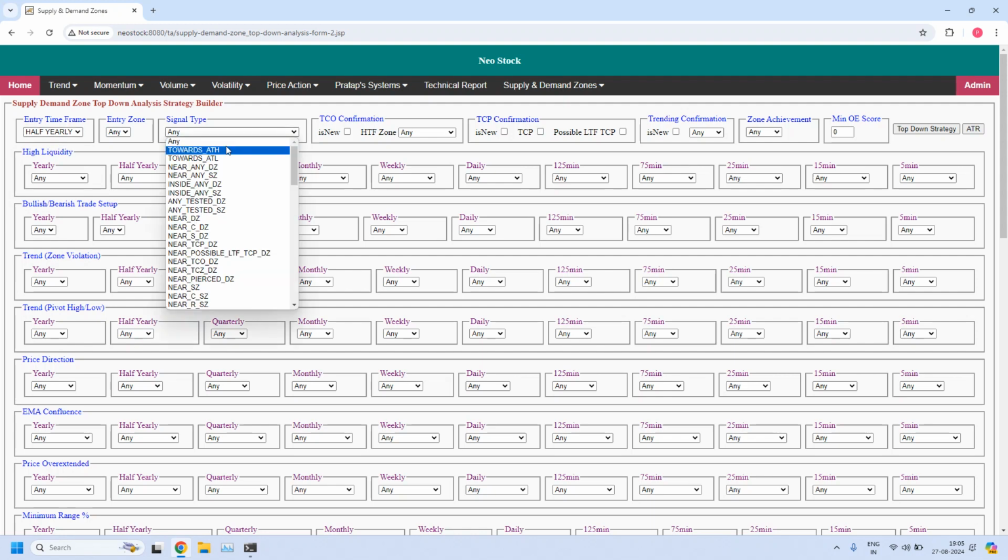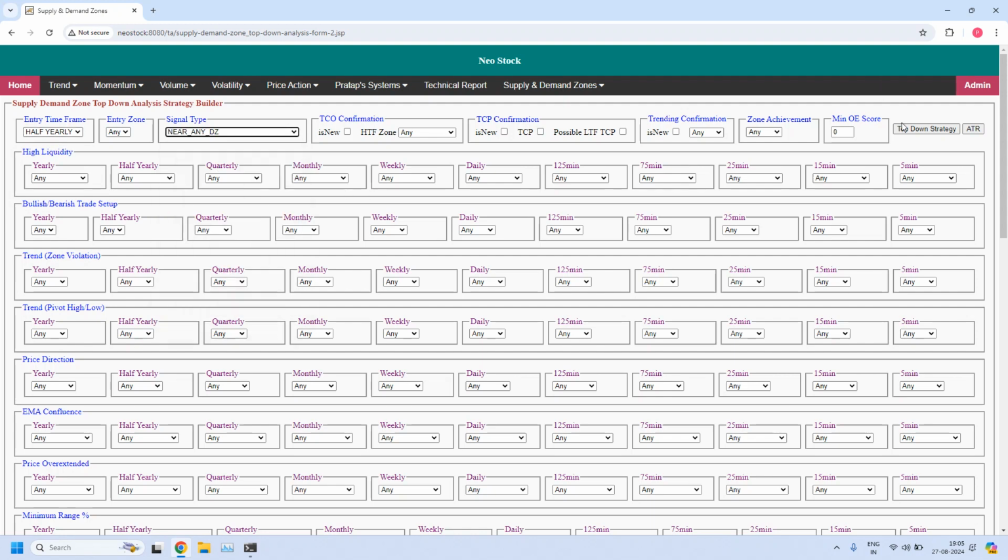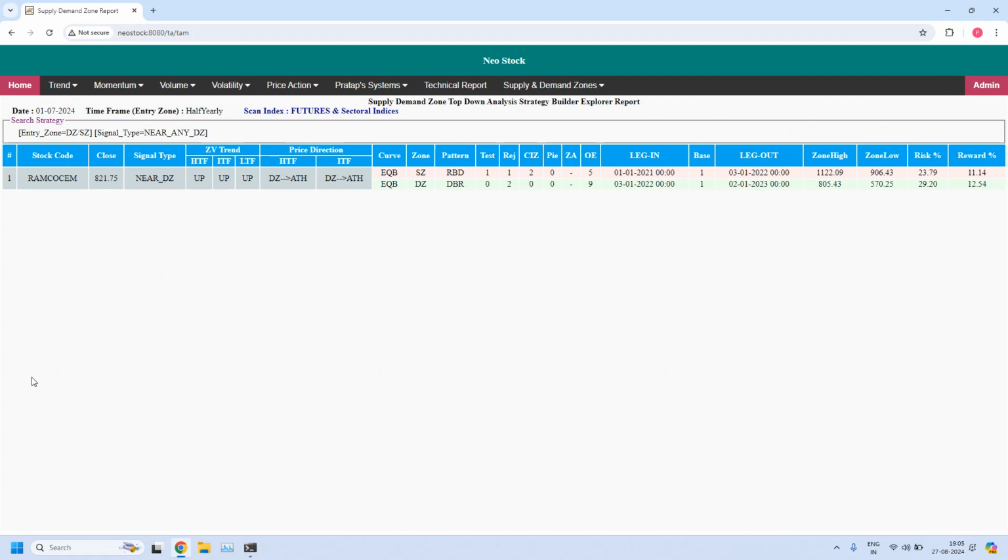For half-yearly time frame, let us find the stocks near half-yearly demand zone. Only one stock is filtered near to the half-yearly demand zone. I will be giving you only few seconds time to watch the report. So I request you pause the video, you can study this stock and then you can proceed further.